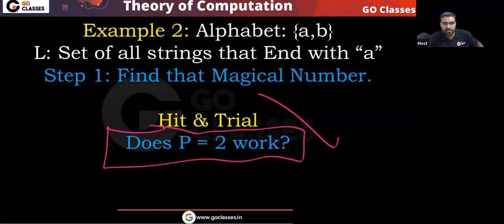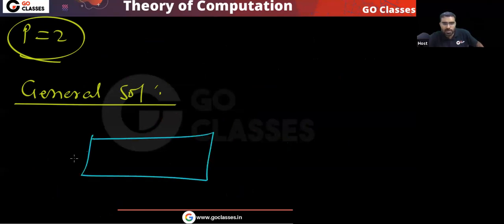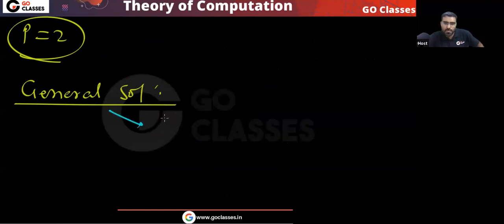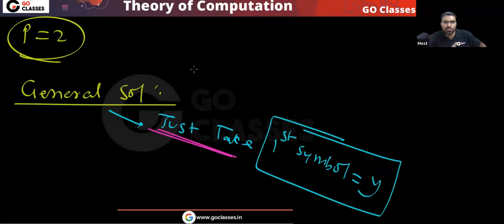What y will you take? If you take p equal to 2, then what is the general solution? Just tell me directly the general solution. Now you are an expert of the pumping lemma. Just take first symbol equal to y. Yes or no? Is this clear? This is the general solution. Just take first symbol equal to y in every candidate string.